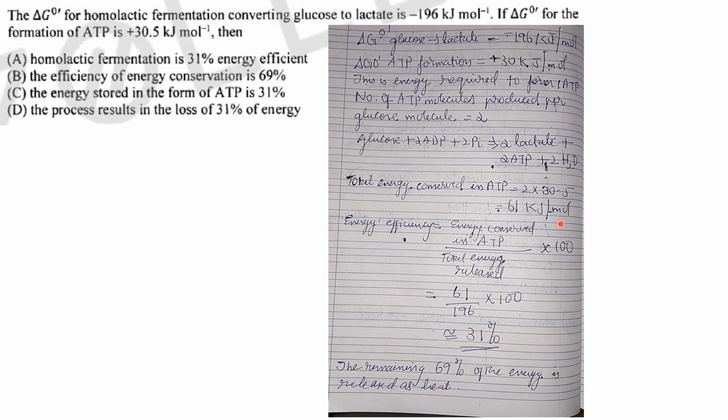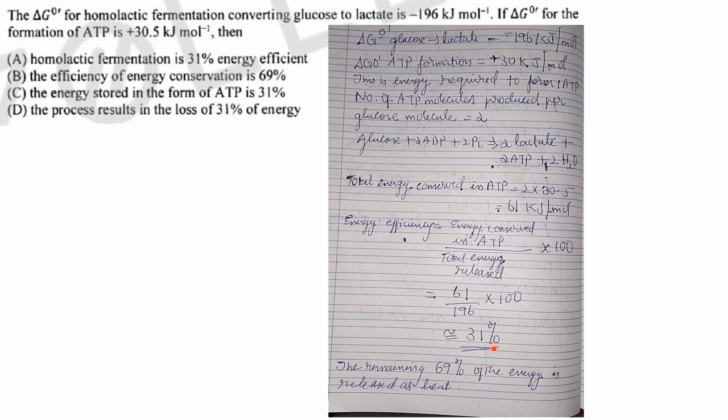Now you have to see energy efficiency. Energy efficiency is energy conserved in ATP divided by total energy released, into 100. So energy conserved in ATP is 61. Total energy released they have given for fermentation converting glucose to lactate is minus 196 kJ per mole. So 61 by 196 into 100 will give you approximately 31%. The remaining, out of 31, that is 69%, 100 minus 31 is 69. That energy will be released as heat.